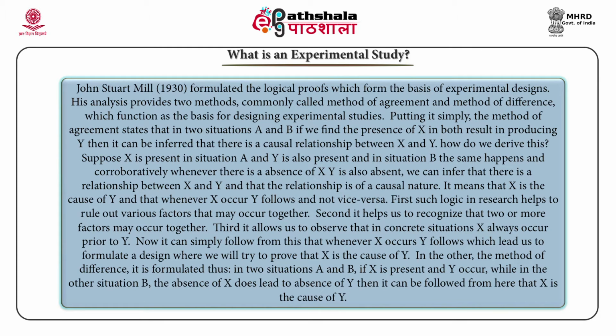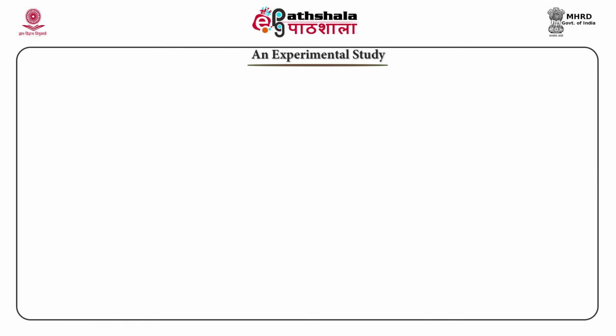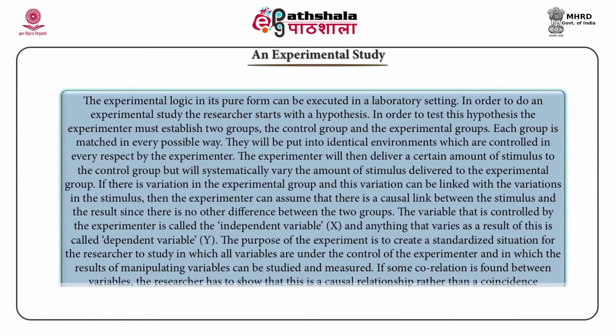The second question, how is an experimental design executed? The experimental logic in its pure form can be executed in a laboratory setting. In order to do an experimental study, the researcher starts with a hypothesis. In order to test this hypothesis, the experimenter must establish two groups, the control group and the experimental group. Each group is matched in every possible way. They will be put into identical environments which are controlled in every respect by the experimenter.